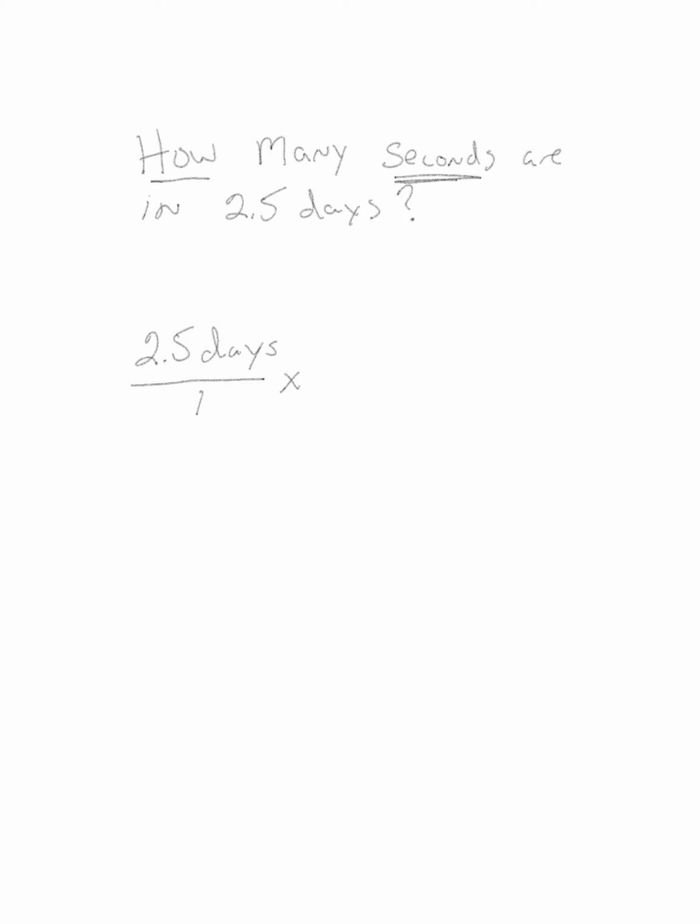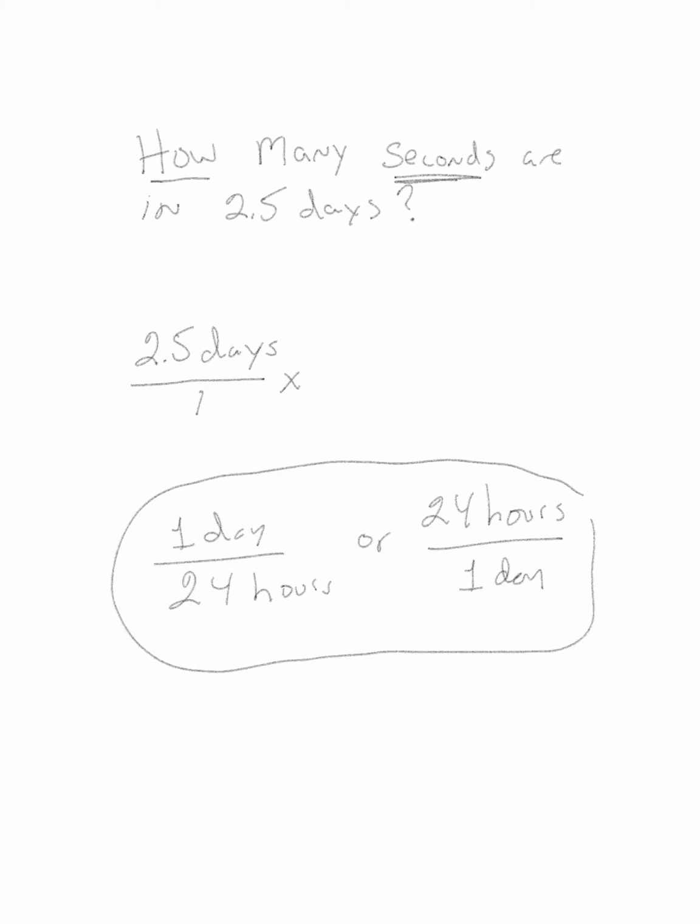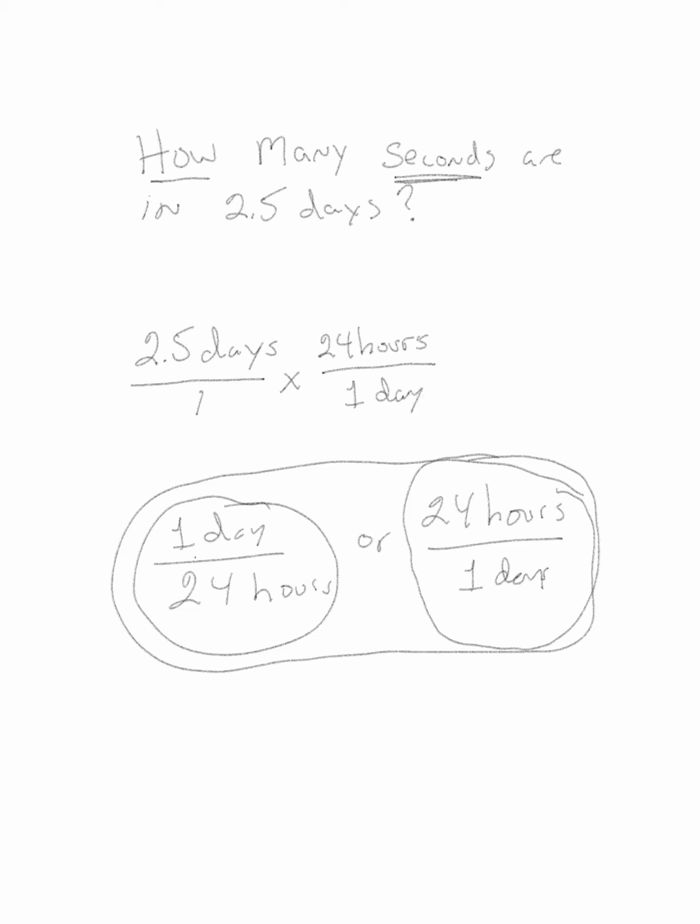I'm going to go from days to hours first. So 1 day over 24 hours, or we could use another one, 24 hours over 1 day. Which one of these two conversion factors, if I use it, will cancel out days? If you look at the first one, you would have days times days, so it's not going to cancel out. But in this one, hours is on the top and days is on the bottom. So I'm going to use this one. I'm going to multiply 24 hours over 1 day. Now days cancel out.